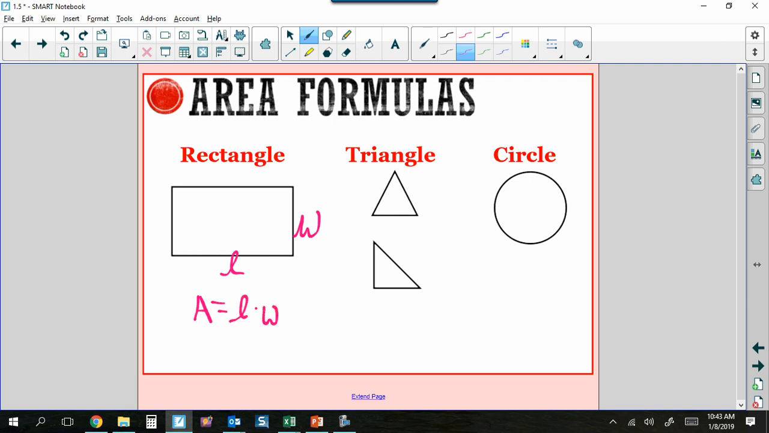And with this, it doesn't matter which side you call the length and which side you call the width, because you are multiplying, and order doesn't matter when you're multiplying, due to the commutative property. It doesn't really matter which one you call which.